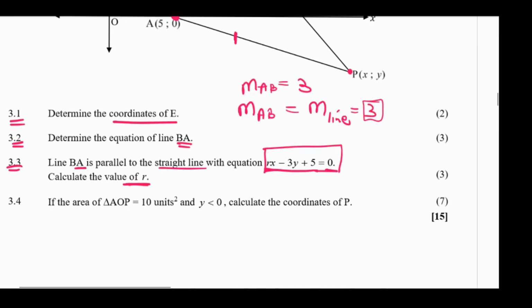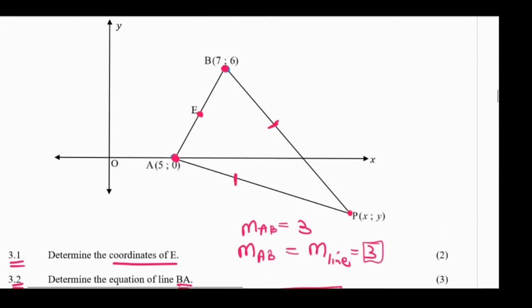So now 3.4, we are given an area of triangle AOP, which is equal to 10 units squared, and we are told that y is less than 0. So whatever value of y that you're going to find in this question is to be less than 0. If it's greater than 0, then there's something wrong with your calculations. Calculate the coordinates of P. So we want these coordinates of P here, but we are given the area of this portion here.